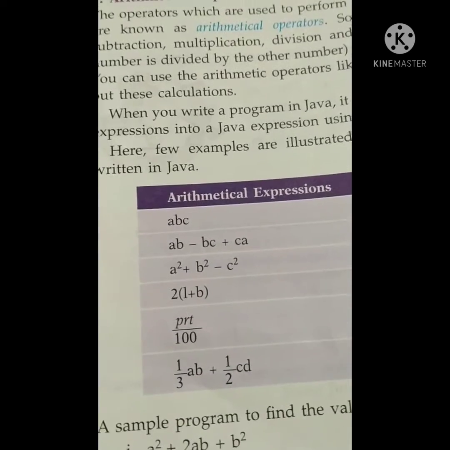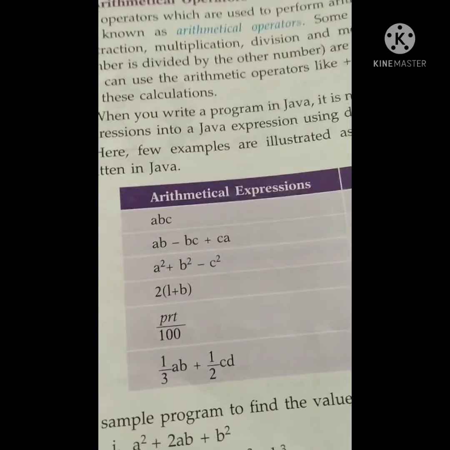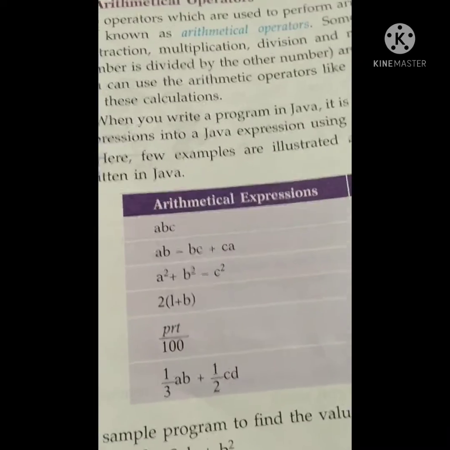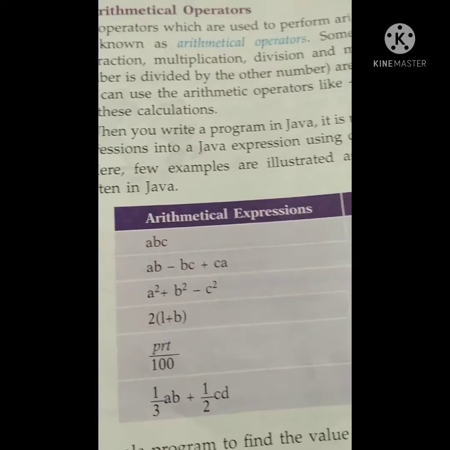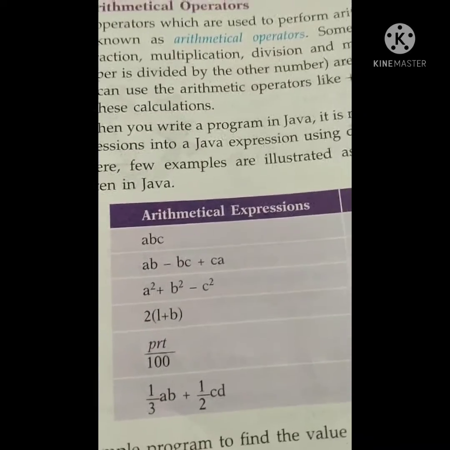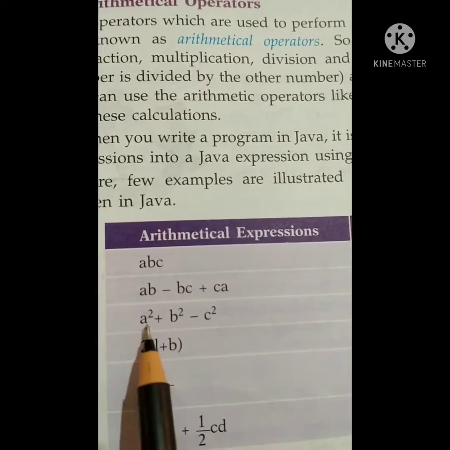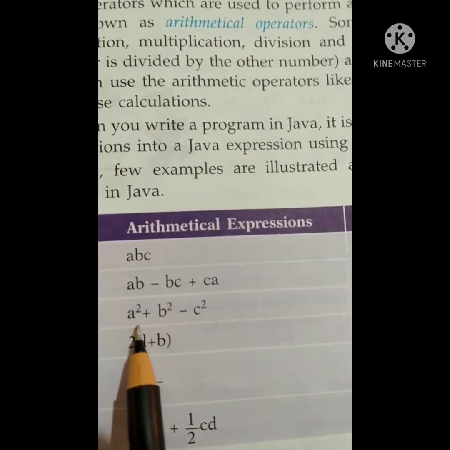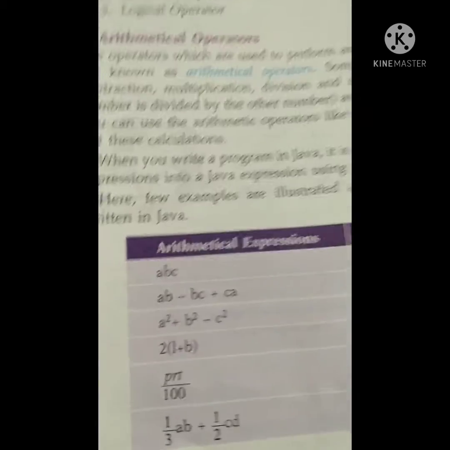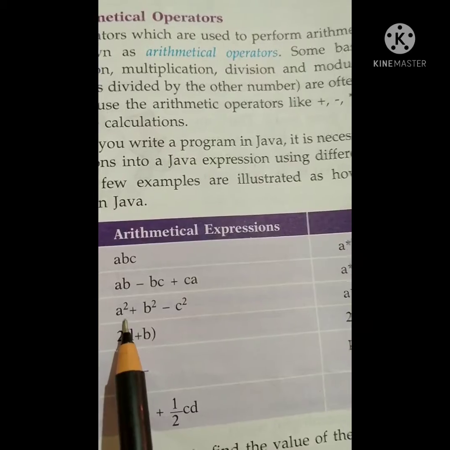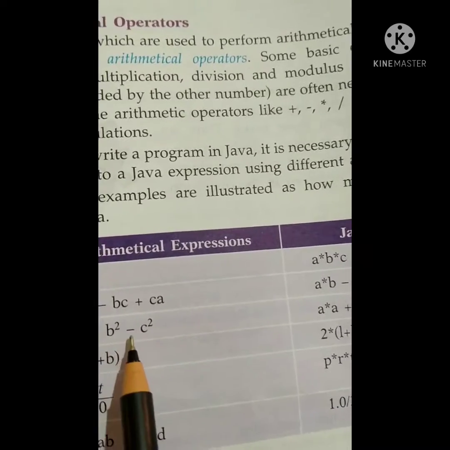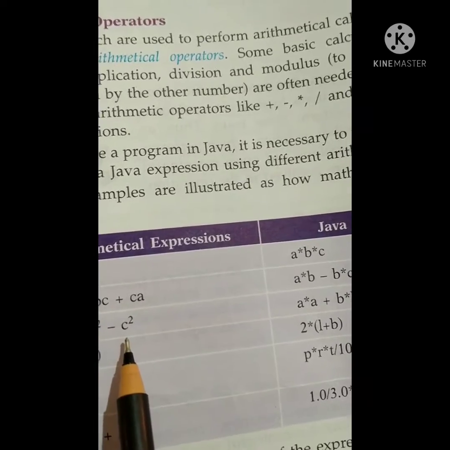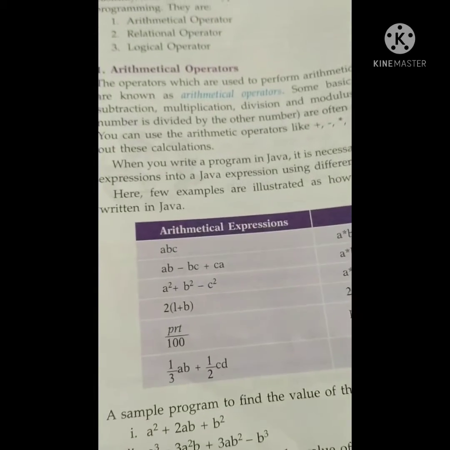There is no way to write a square from the keyboard. We cannot write A square. Okay, we can use superscript, subscript in a particular application like Microsoft Word, where we are allowed to write A square. Okay, but in programming there is no way to write like this. You have to write A square as A into A, plus B square as B into B, minus C square as C into C. Okay, so these are the expressions.